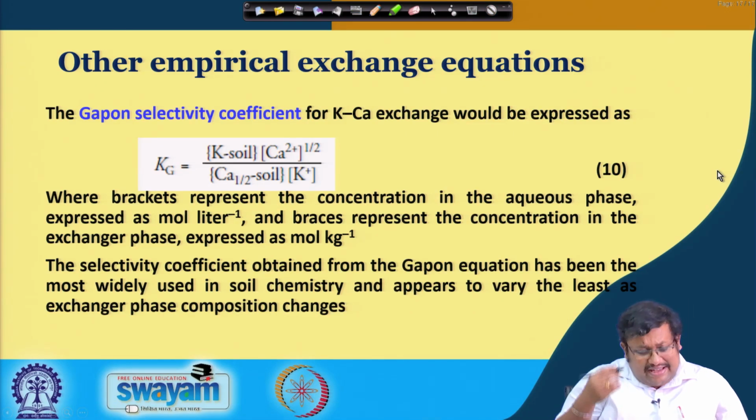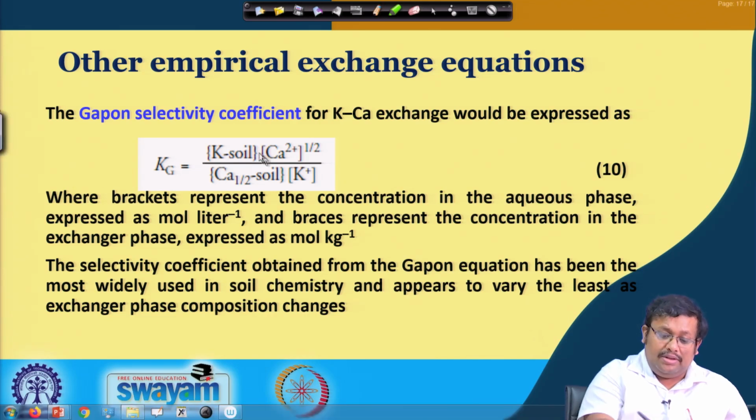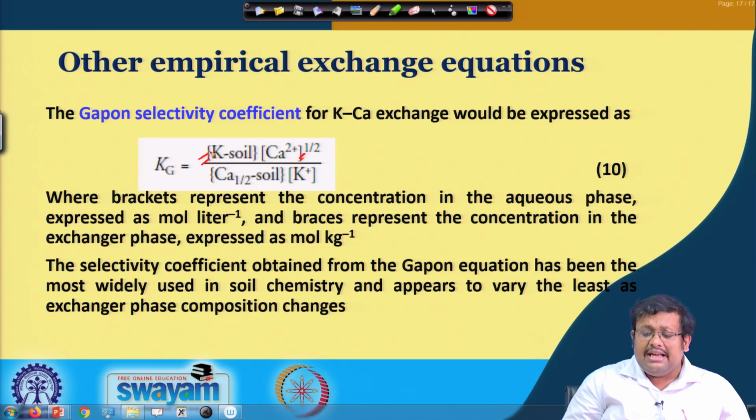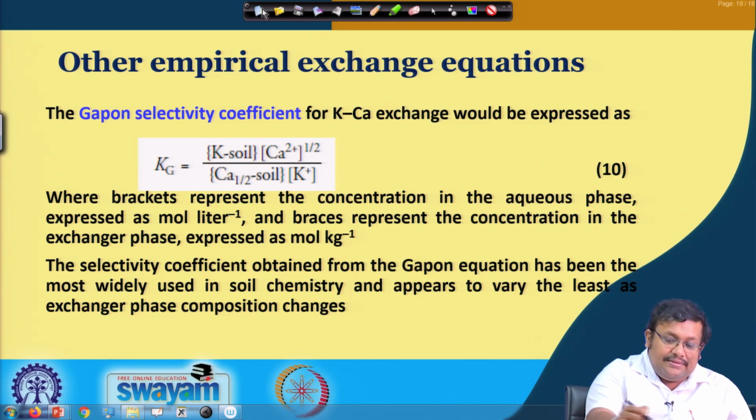So, the Gapon selectivity constant for K-Ca exchange will be equal to this. It is very simple. Here the brackets express the concentration in the aqueous phase and the braces represent the concentration in the exchange complex, or in this case, the soil. Now, the selectivity coefficient obtained from this Gapon equation has been most widely used in soil chemistry and appears to vary the least with changes in exchange phase composition.